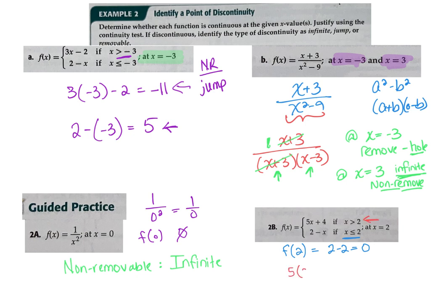So we're going to say 5 times 2 plus 4. That gives me 14. No, it's not going to be approaching 0. It's going to be approaching 14 over here. But once we get to 2, it's going to jump to 0. Does everybody see that? It's approaching 14 up here, but then once I get there, it's going to jump to 0. So this is also non-removable, but this is a jump discontinuity. All right? Questions on that one?